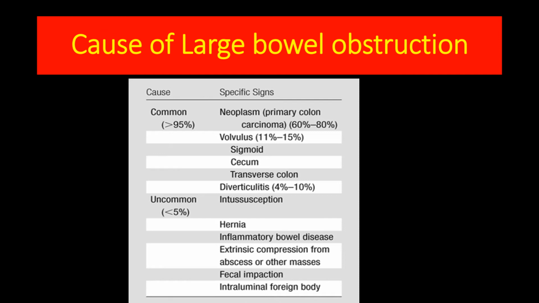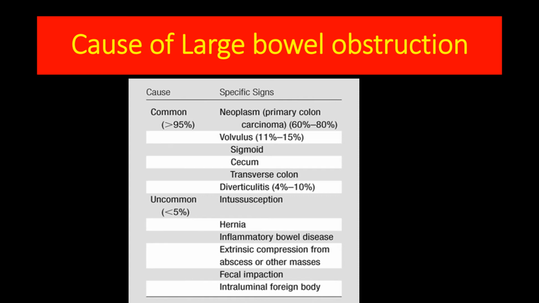Now the common causes of large bowel obstruction include, one, malignancy, which is the most common cause. Then it can be volvulus. The volvulus can be from the sigmoid, the cecum, or the transverse colon, because all three structures can be moved. So these are the mobile structures, which have a high incidence of going into obstruction.